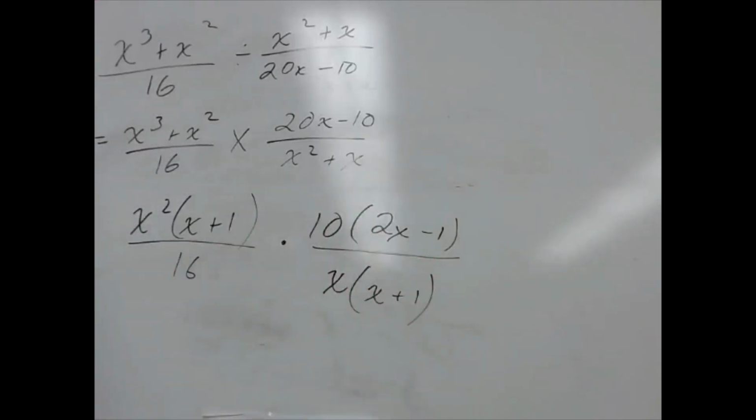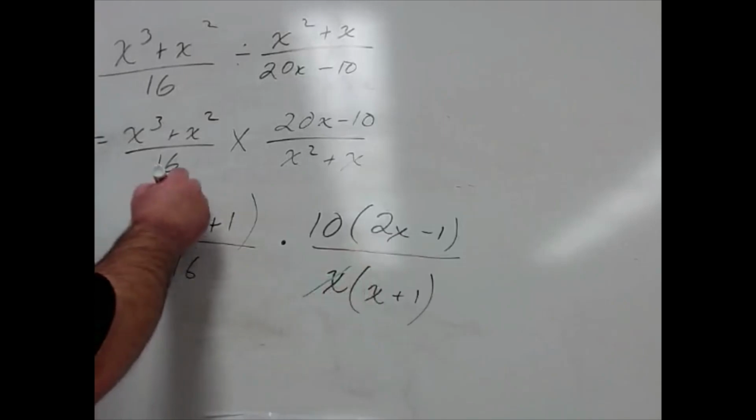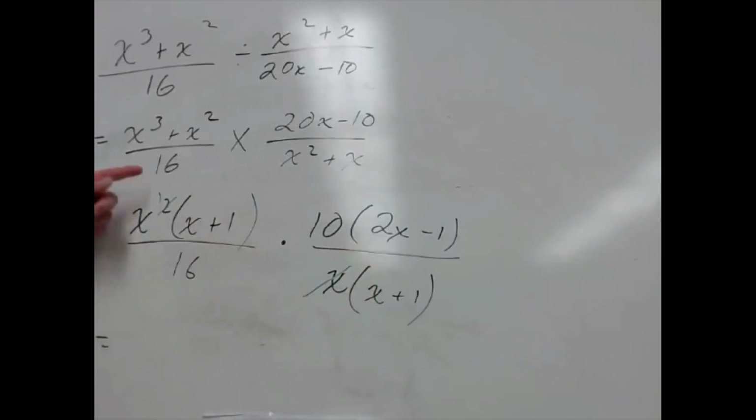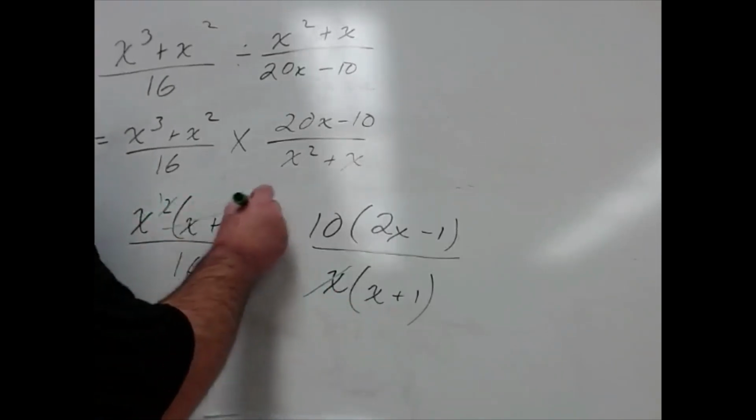Alright, so now I'm going to look and see if I can do any kind of canceling at all. Well, I start here, and I see x squared. The x squared can reduce down here with this x. So this x cancels off, and this leaves me with just one x up here. I look at this x plus 1 bracket. I have an x plus 1 bracket down here, so they can cancel off.